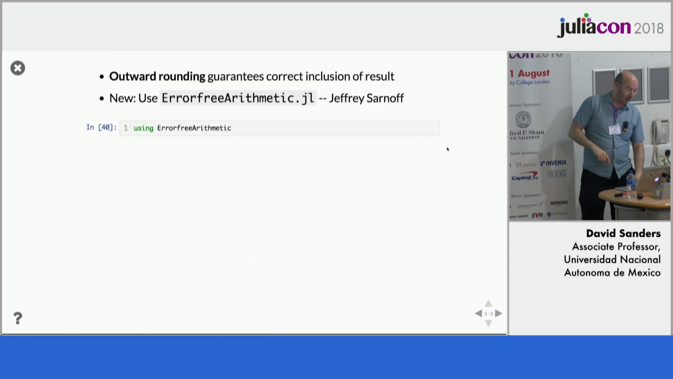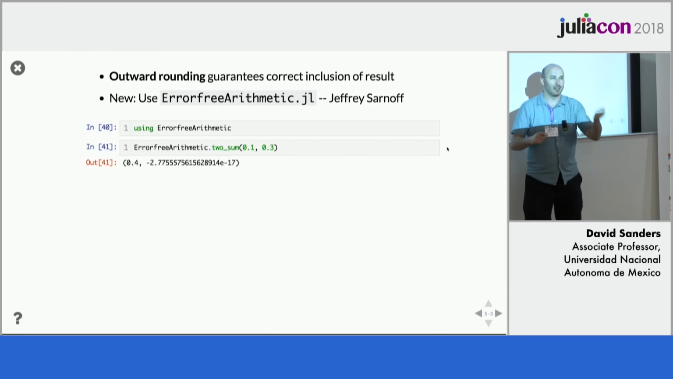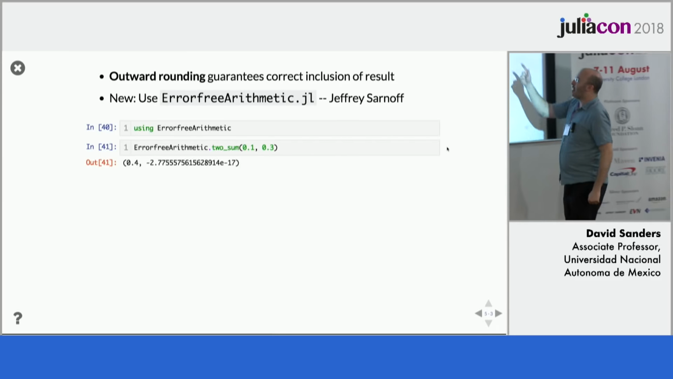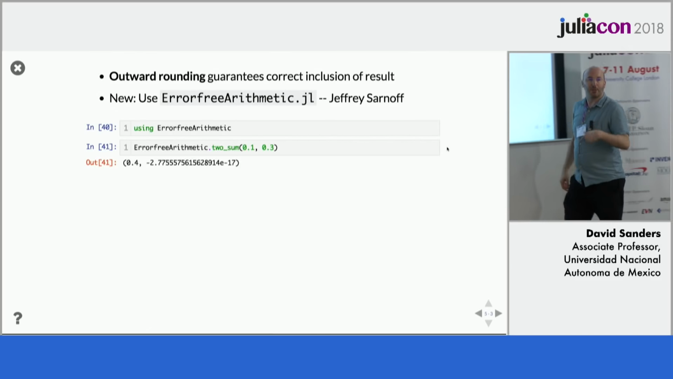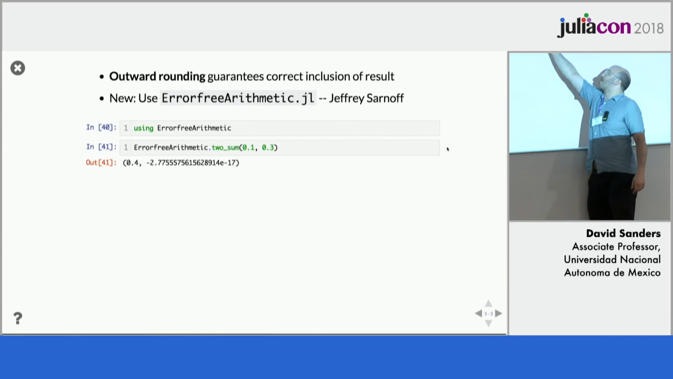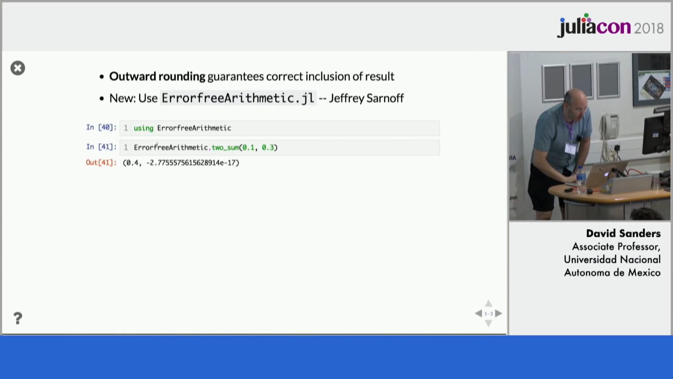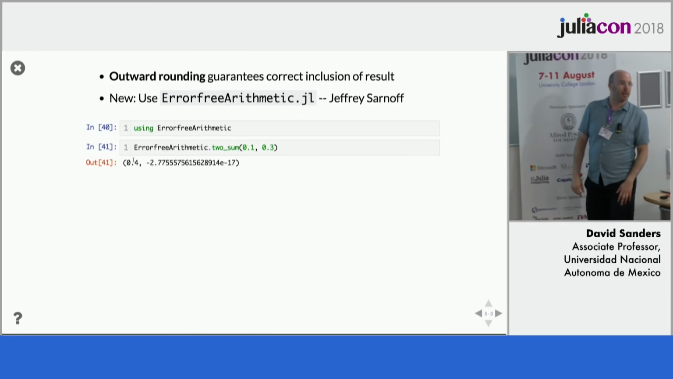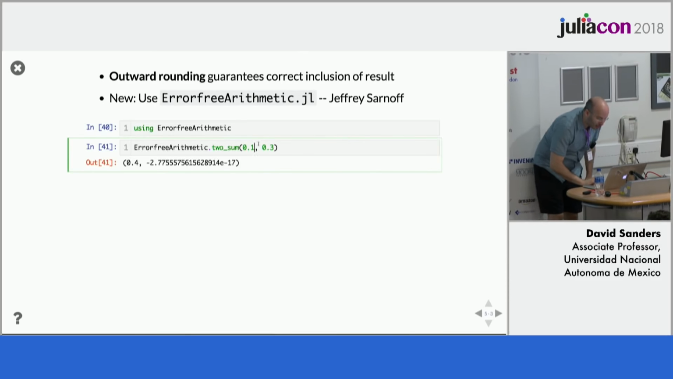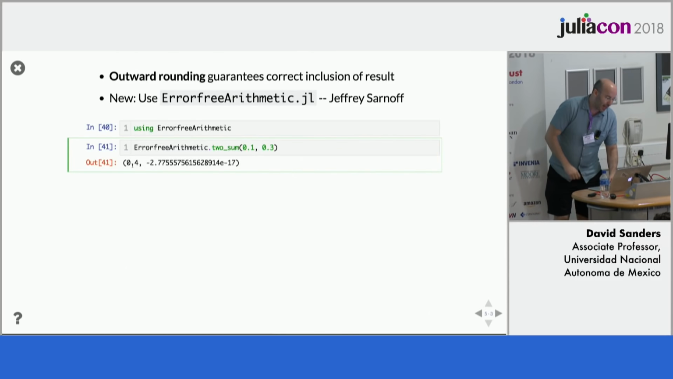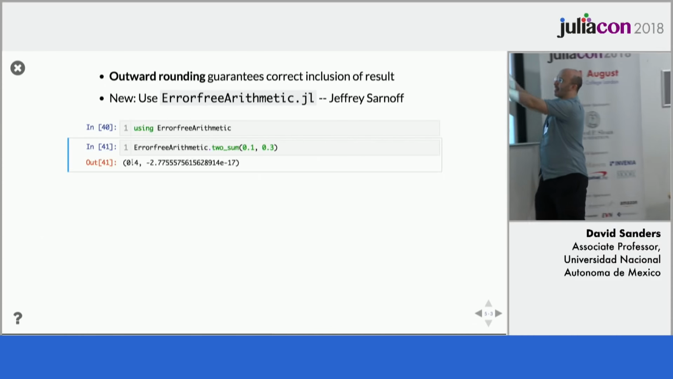And so as I said, the outward rounding is using now some completely different method that's not setting the global rounding mode. It's a package that Jeffrey Sarnoff wrote called error-free arithmetic, which is used for double doubles as well. So for example, what is the sum of the floating point number 0.1 and the floating point number 0.3? Well, it's the floating point number 0.4, except that it isn't quite, right? Because these are all approximations for real numbers. And so, in fact, it's actually the floating point number 0.4 plus this tiny little error.